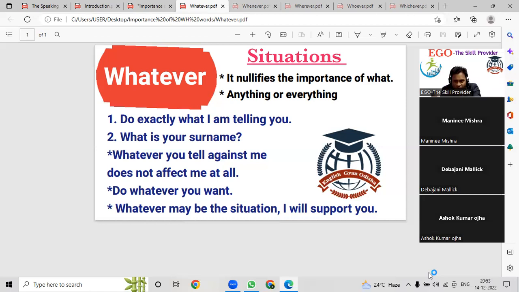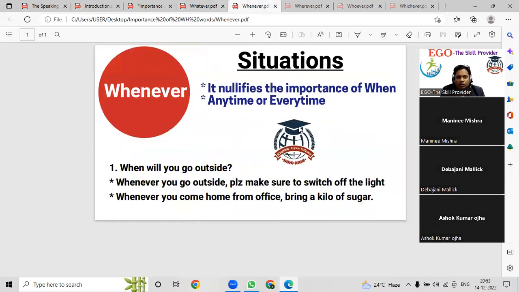So let me complete all the things, then I'll take your question. Something called whenever. I have already informed you, when is used for time, specific. Suppose I ask you a question, check it out. When will you go outside? When will the class be over? When are you planning to go to Calcutta? So when exactly?